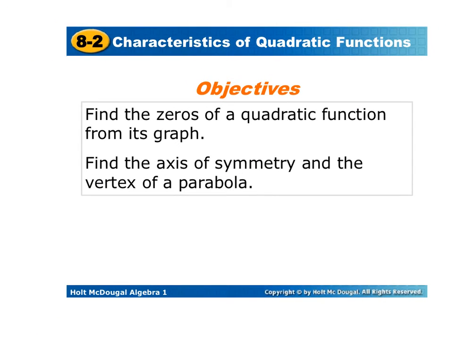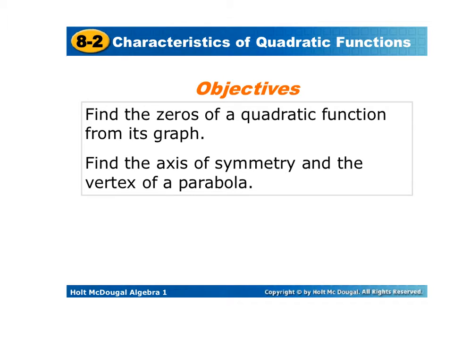So our objectives in this lesson are going to be, they're going to ask you to find the zeros from its graph, find the axis of symmetry, and the vertex of the parabola. Now, the zeros, and this is what confused a lot of my students in Algebra 2 last year. They're going to see this question asked in multiple ways. They're going to ask you to find the solution. They're going to ask you to find the roots. They're going to ask you to find the zeros. But for us, we're just going to find the zeros.